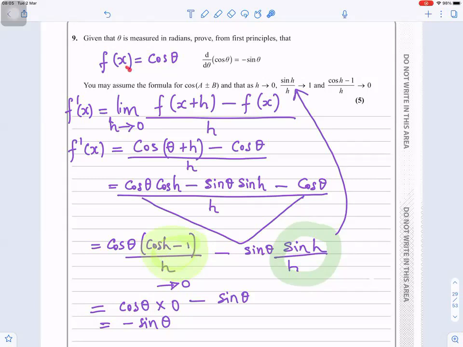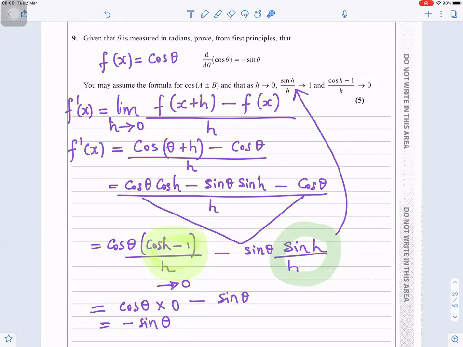So f of x is cos theta. So we'll have cos of theta plus h, minus f of x, which is cos theta, divided by h. For cos of theta plus h, you would use the addition formula to expand it. It will be cos theta cos h minus sine theta sine h. So we've expanded this to this. That's very important. And then the cos theta stays the same.